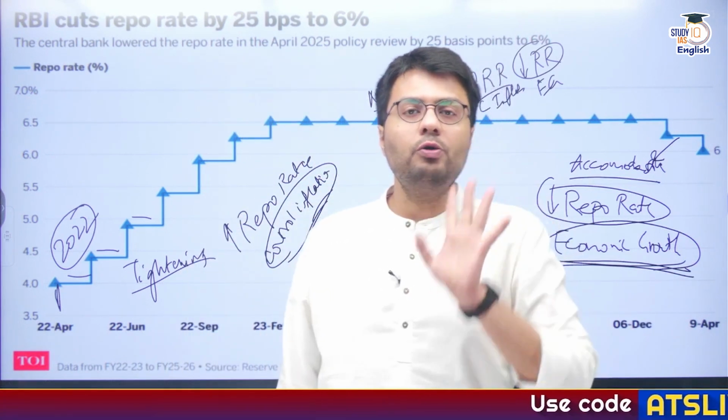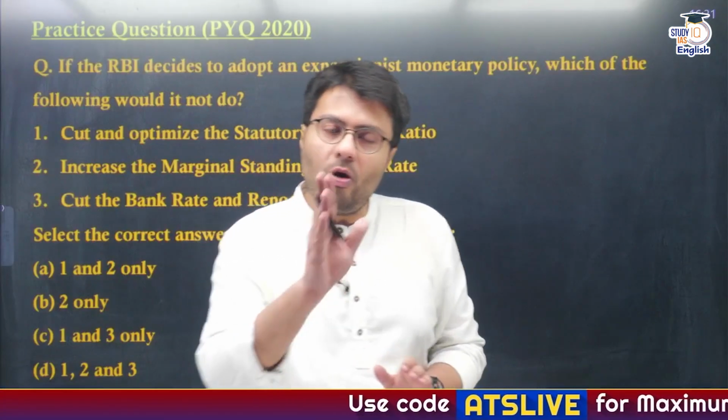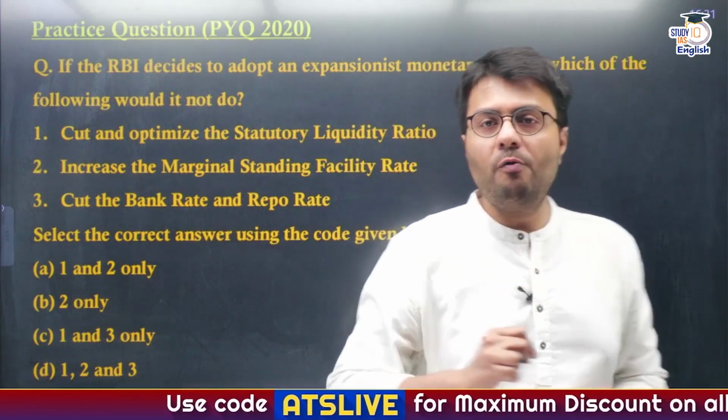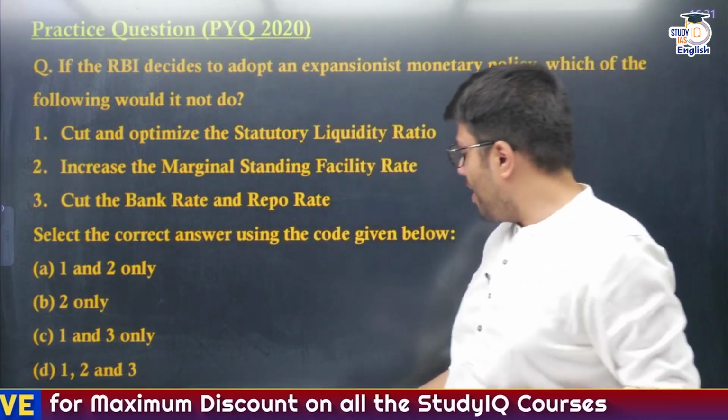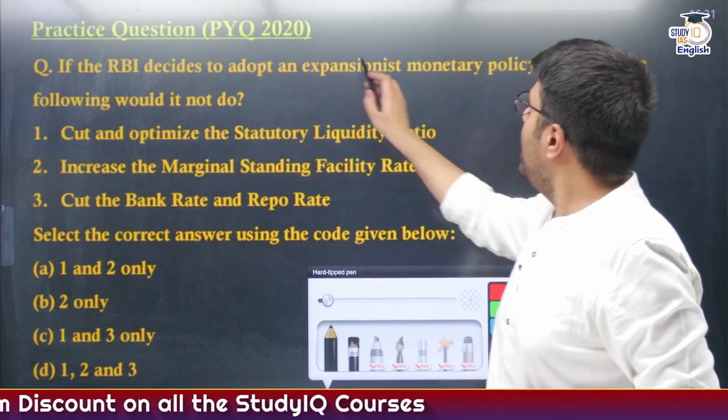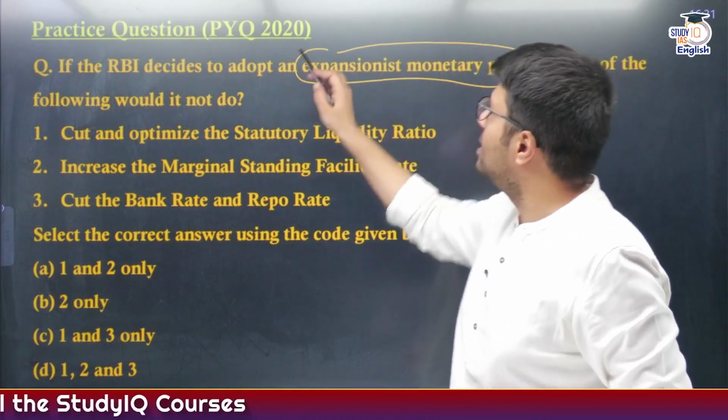Understood? So this was all for our today's discussion. And also I'll try to give you a homework. Please try to solve this PYQ of 2020. What would happen if RBI decides to follow the expansionist monetary policy?